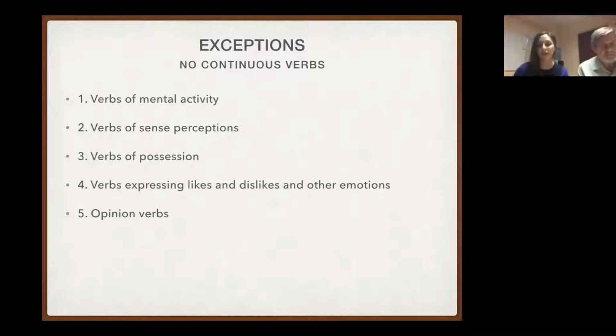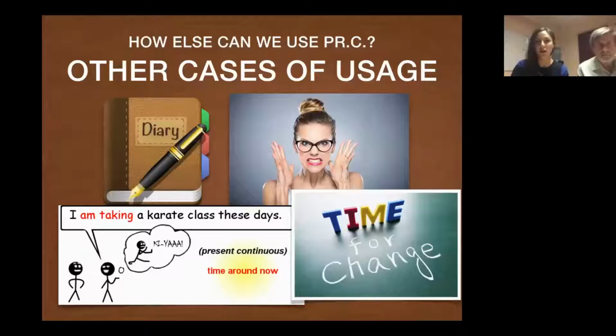Okay, good. So we'll move on. And it was just the beginning about present continuous, because there are 4 more meanings in which we can use present continuous. It means that there are 4 more situations in which present continuous can be used.